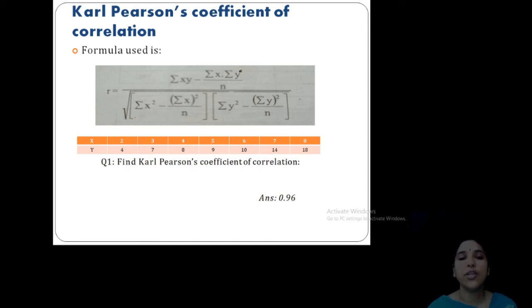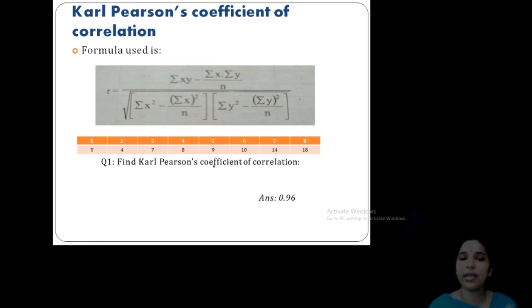Here there is a question you can do. x is 2, 3, 4, 5, 8 and y is 4, 7 up to 18. Apply this formula. First you have to find xy. How will you find xy? Multiply them. How will you find sigma x? Add all these. So you have to draw columns: x down, y down, sigma x, sigma y, x into y, then sigma xy, then sigma x whole square.